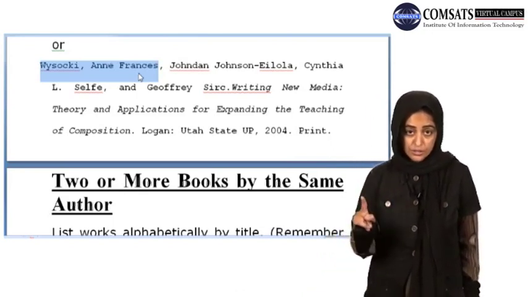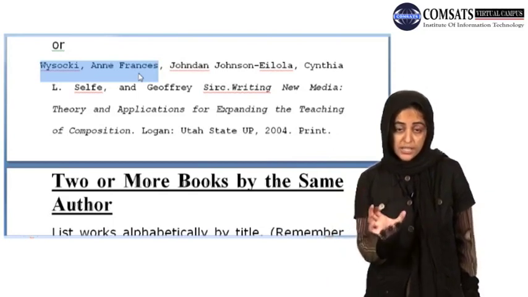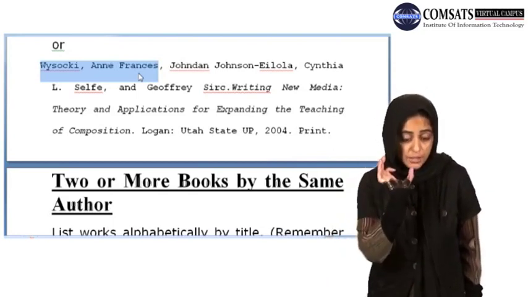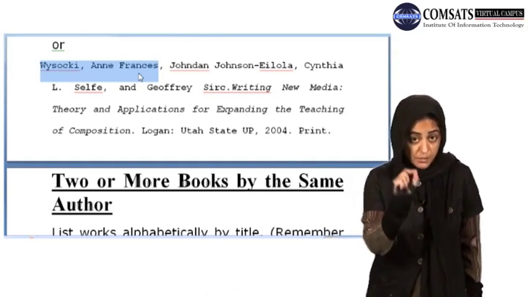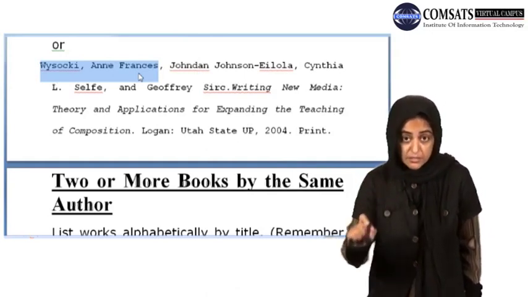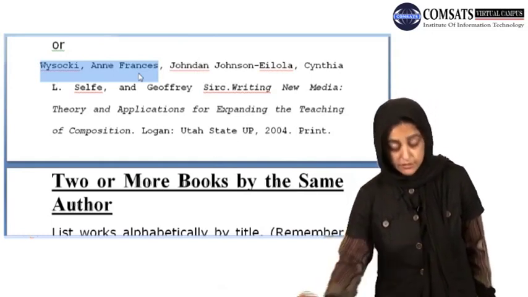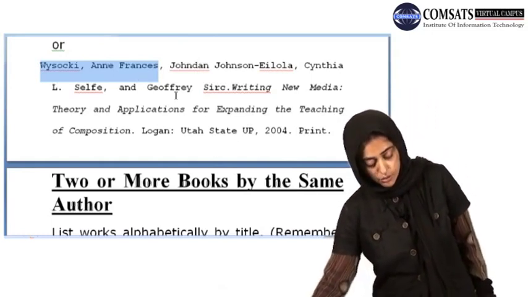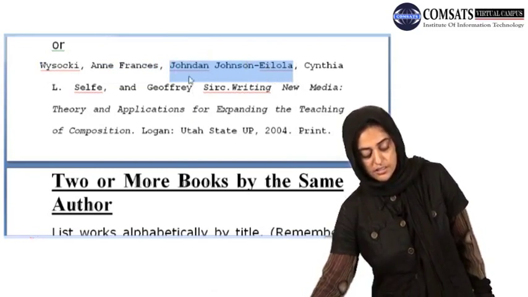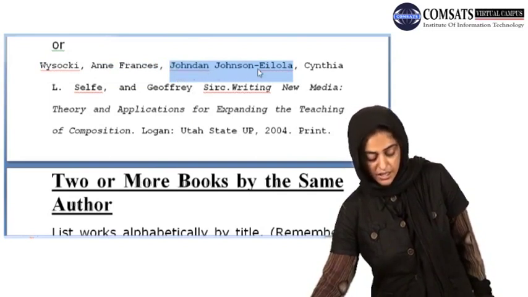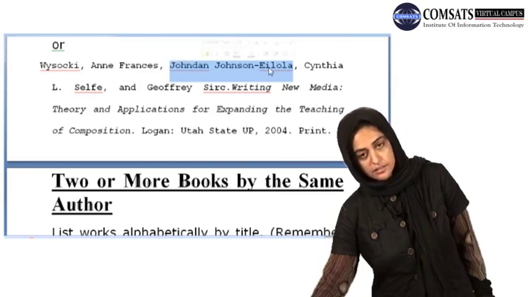And when you created the reference of the name of the first author, it got converted into Viscosi. Then the first name is Annie, and then the middle name Francis. But for the rest of the authors, kindly have a look on the screen. John Donne, Johnson, Ililia. This is the same order. John Donne is the first name, Johnson is the second name, and hyphen Ililia is the third name.